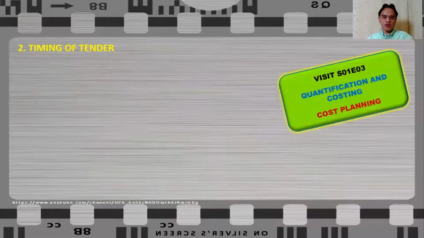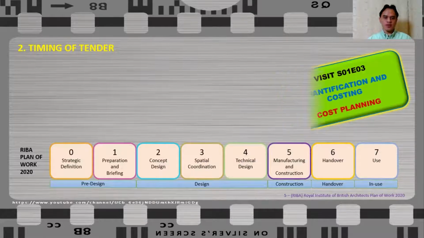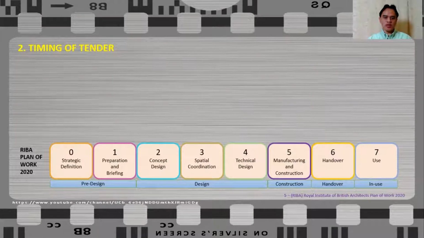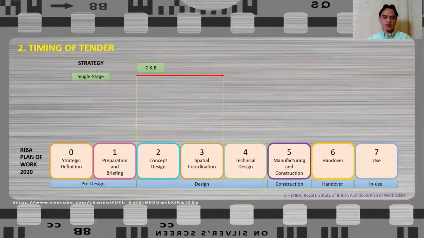Also from my previous video, that is episode 3 of quantification and costing of construction works, I discuss about cost planning in relation to RIBA plan of works. This time, we will talk about the timing of tender strategy in relation to RIBA plan of works. For single-stage tender, within the period where concept design is being prepared up to the period where spatial coordination is done, single-stage design and build tender can be carried out.